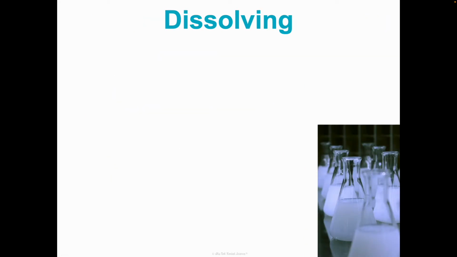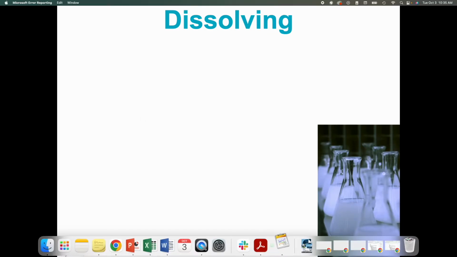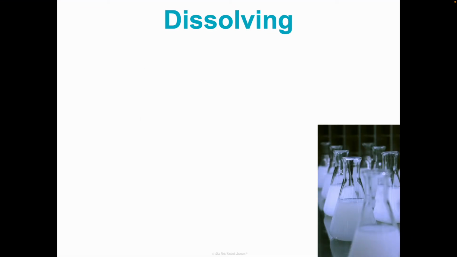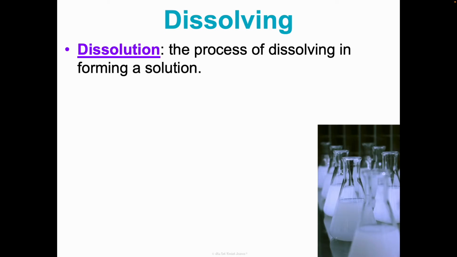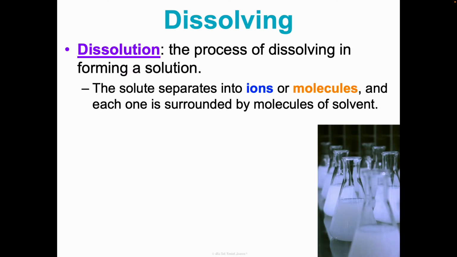Now, let's talk more about dissolving things. These are terms I want to make sure we can distinguish in describing dissolving. First, let's define the term dissolution. This is the process of dissolving and the formation of a solution. What we see when we dissolve things is that the solute will separate either into ions or molecules, and then each one is surrounded by molecules of solvent.